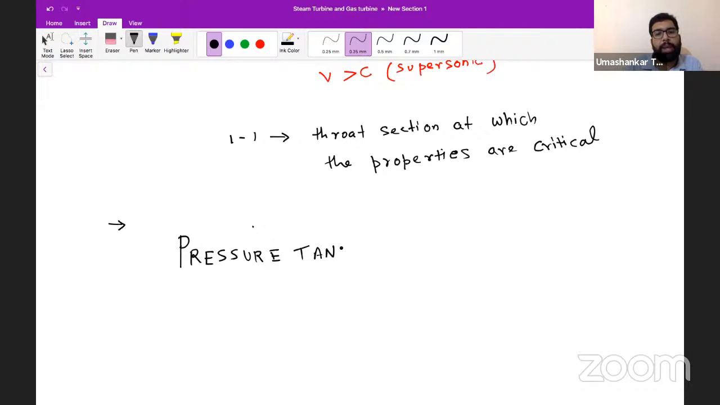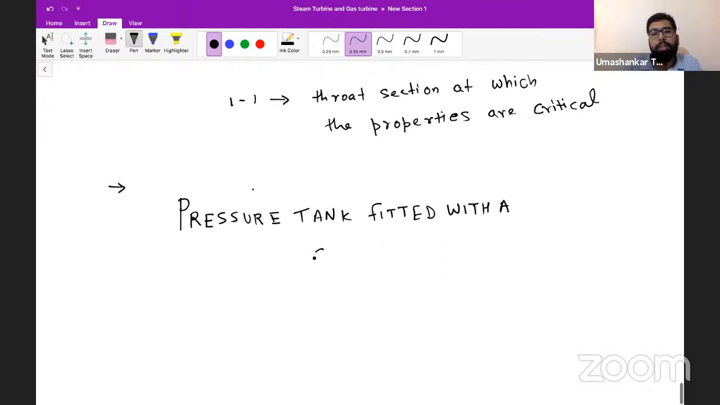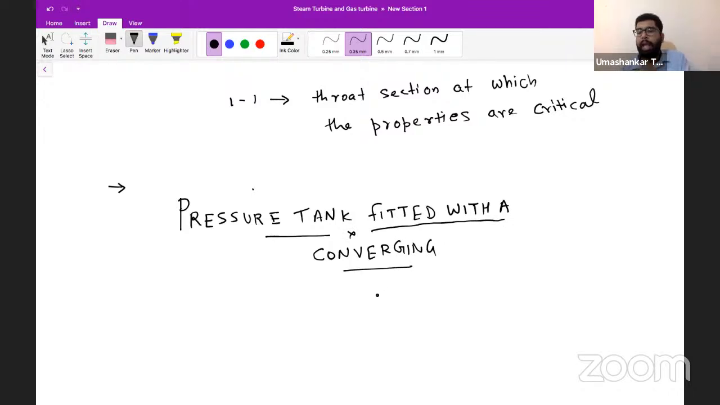Fitted with a converging nozzle. Now things will be more clear from here, and we will see a question of it also. Then it will be even more clear. This is a very important part with respect to steam turbine. As far as fluid mechanics concerned with the compressible flow, we just have to go through it. But for power plant, it is very, very important.